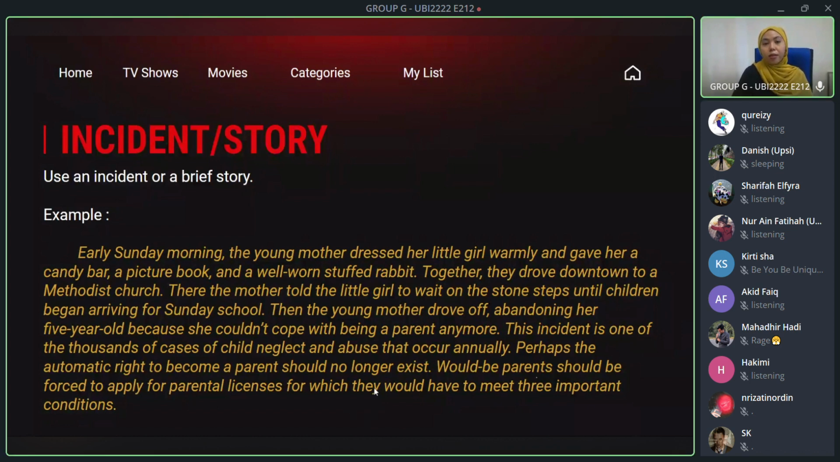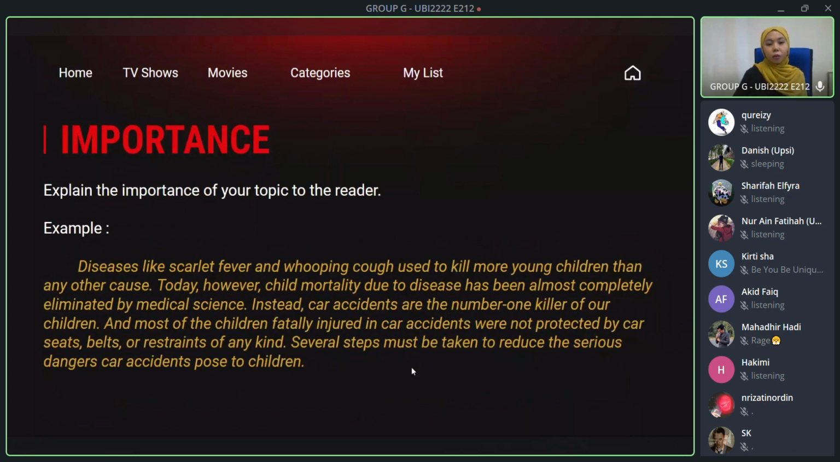So this is another way of writing a thesis statement, which is you don't show the plan of development, but you give an overview. Right, moving on, another example. Now let's talk about importance.